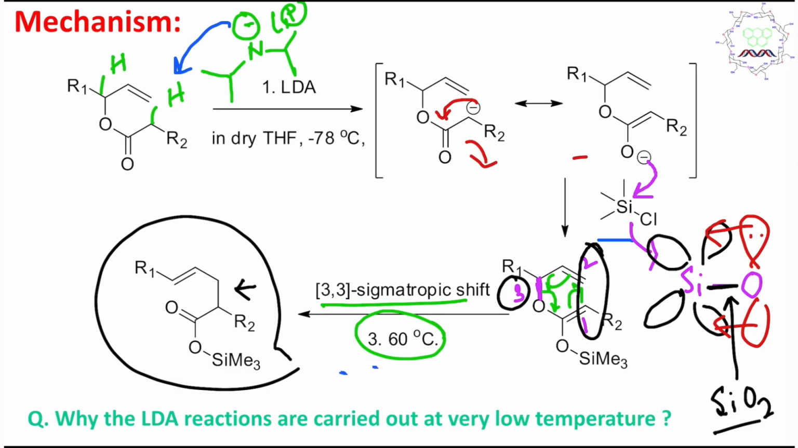Now a question: why are LDA reactions carried out at very low temperature? First of all, it is a very reactive reagent, and second, increasing temperature can result in other proton abstraction too. So in order to get selective proton abstraction, meaning the alpha proton of carbonyl, low temperature is used.